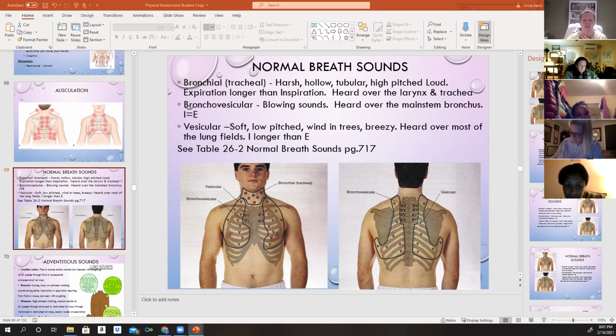Vesicular sounds are soft and low-pitched, almost whispering-like. They are heard over most of the lung fields, with sound on inspiration being longer than expiration. So see all these areas with a V? Those are your vesicular sounds, so they are soft and low-pitched. It also shows you on the back where those areas are. If you're in this region on the back, you're going to hear softer sounds, and right here in the middle, your sounds are going to be very, very loud and high-pitched.